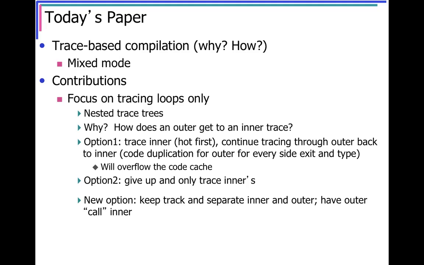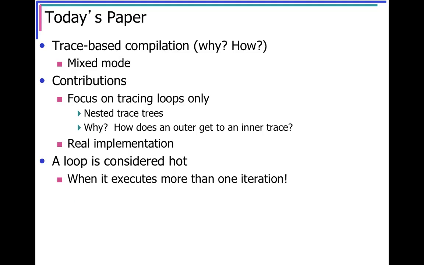So what they do is they show that a new approach to this is just to give up. Once you exit out of the inner trace, you just start tracing the outer trace separately, and then you can link the two via calls if the link and the call between the two turns out to be hot. Also a key contribution is a real implementation that's used in production, and a pretty detailed analysis of a lot of JavaScript benchmarks. One interesting aspect of the paper is that a loop is considered hot when it executes just one more than the first iteration.